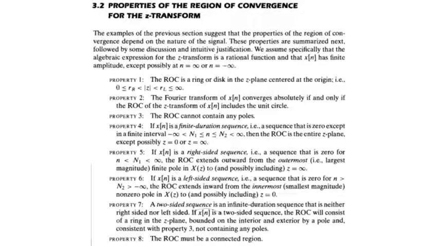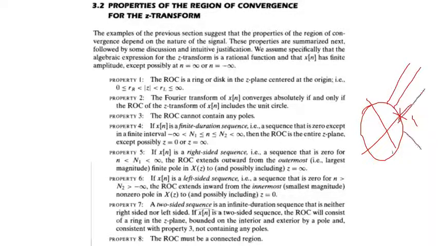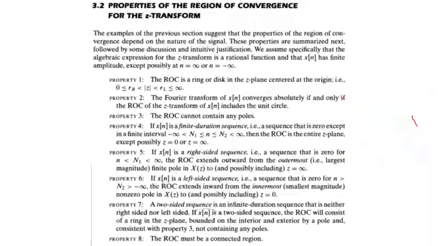These are the 8 properties of ROC, the region of convergence. The region of convergence is always a ring or disk in the Z plane, and it is always centered at 0. If there is a pole here, ROC is either greater than this or it is less than it. So it always makes a ring or disk.